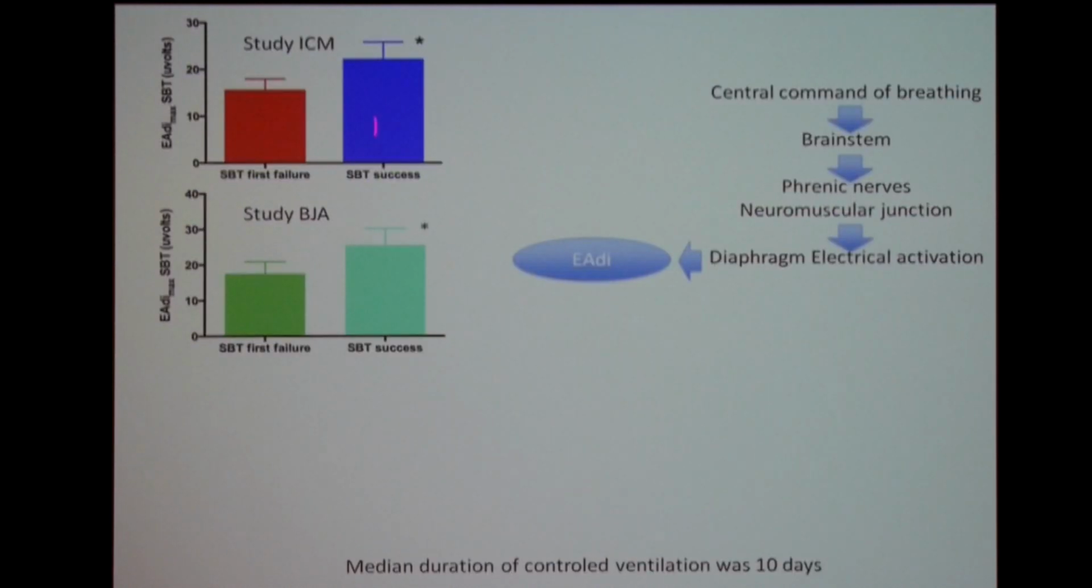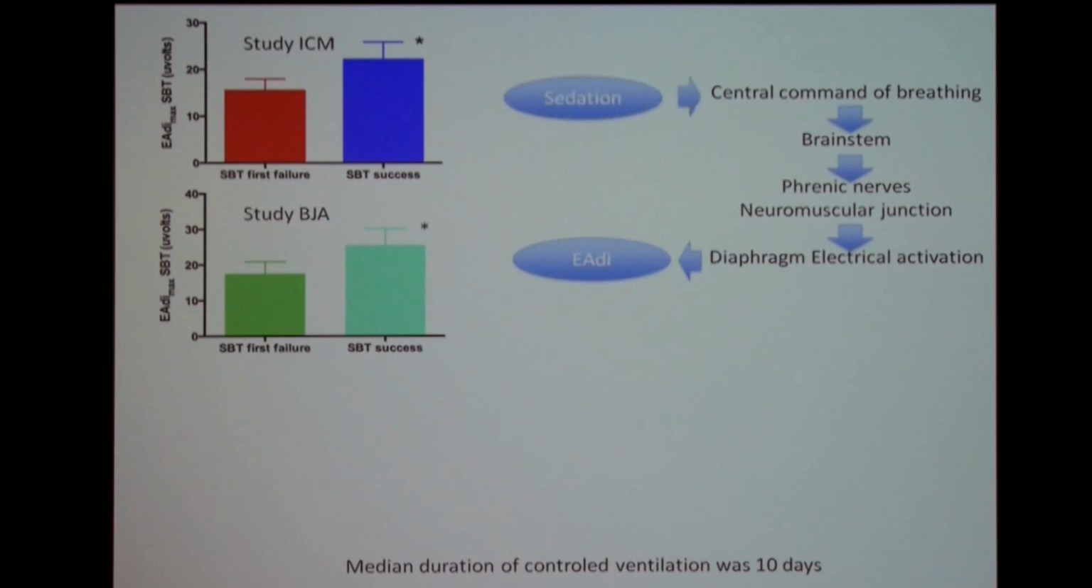So the question in both studies, with more than 30 patients, was why is the EDI increasing between the beginning and the end when the same level of assist is used? The median duration of controlled ventilation when we start the weaning was 10 days. Lots of patients with pancreatitis and long stay in the ICU with controlled mechanical ventilation.